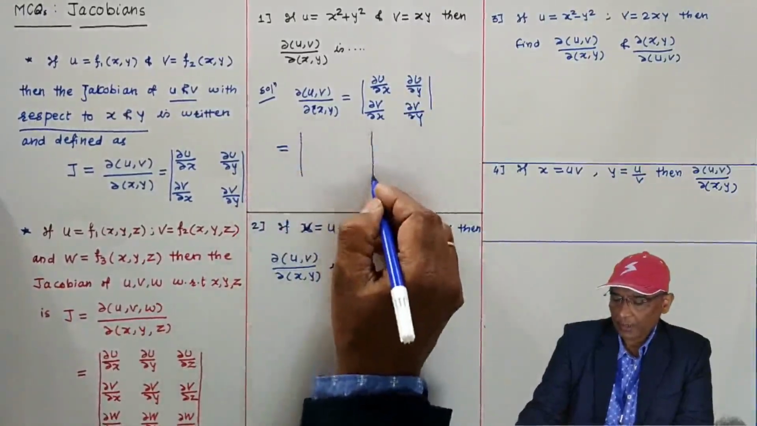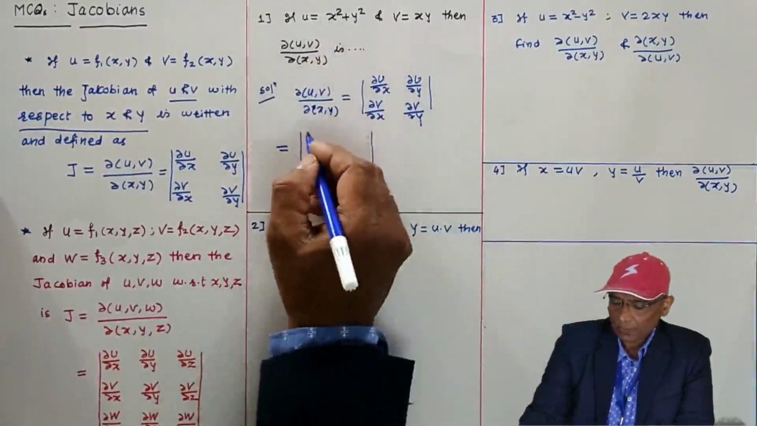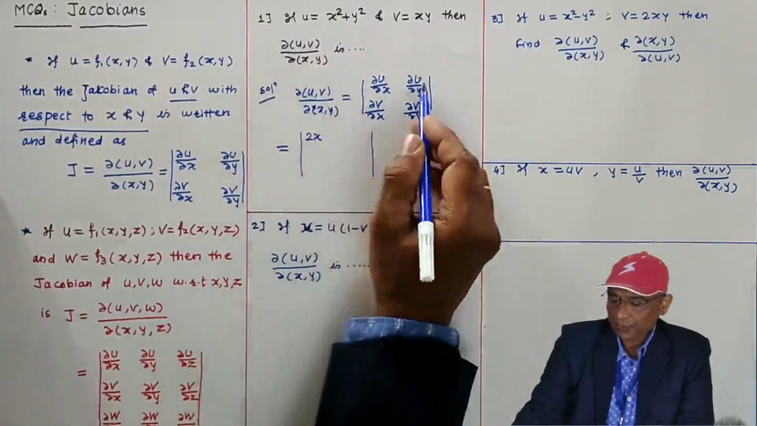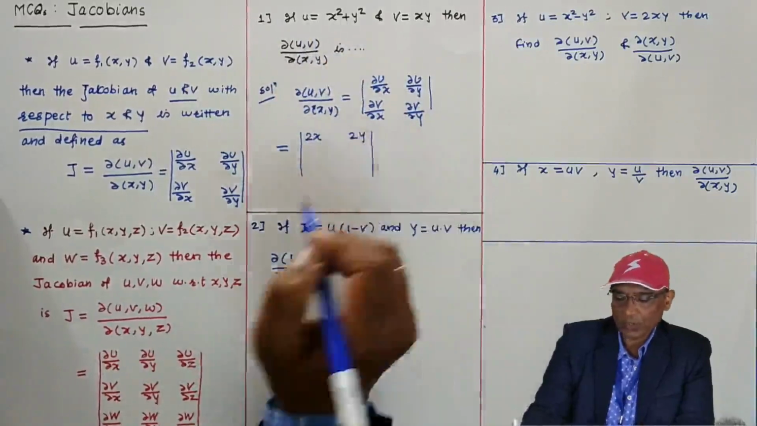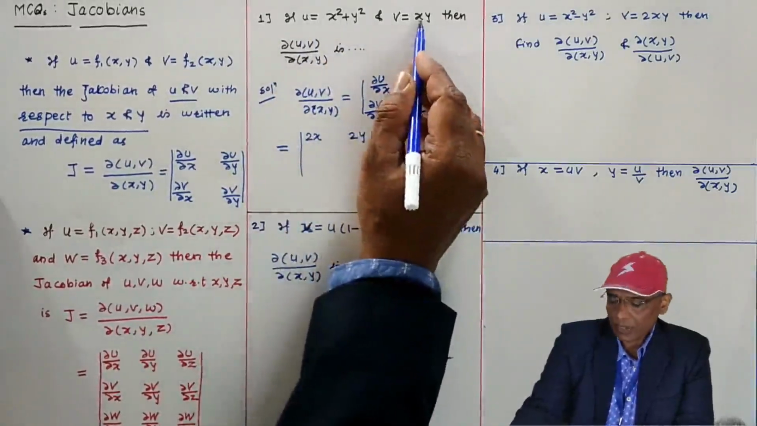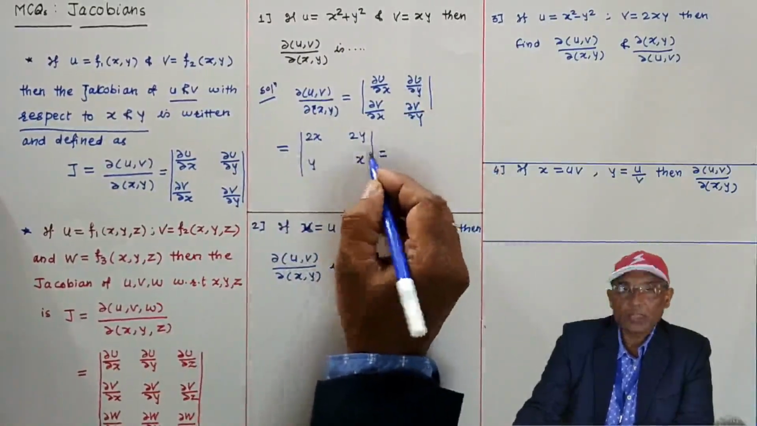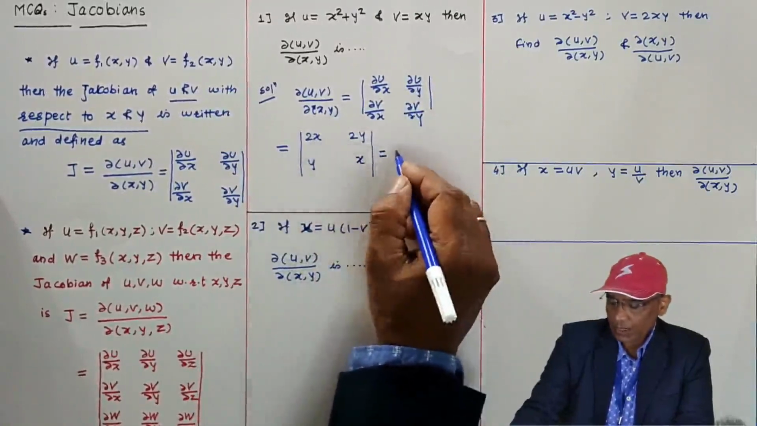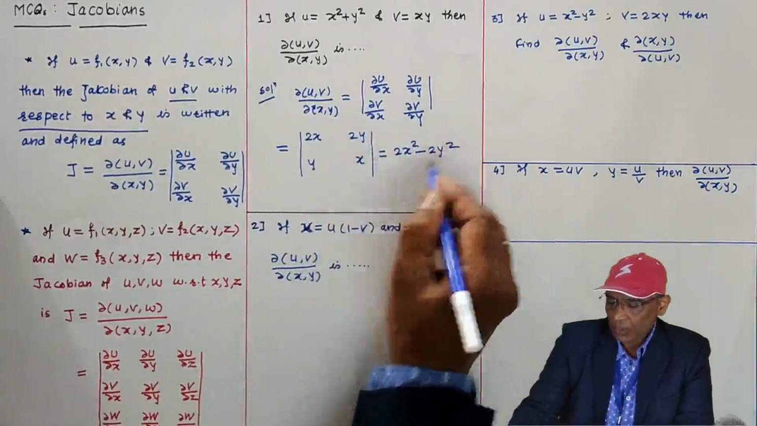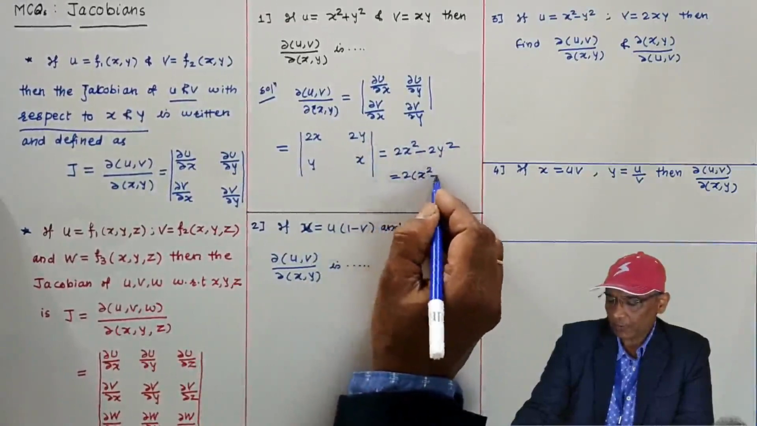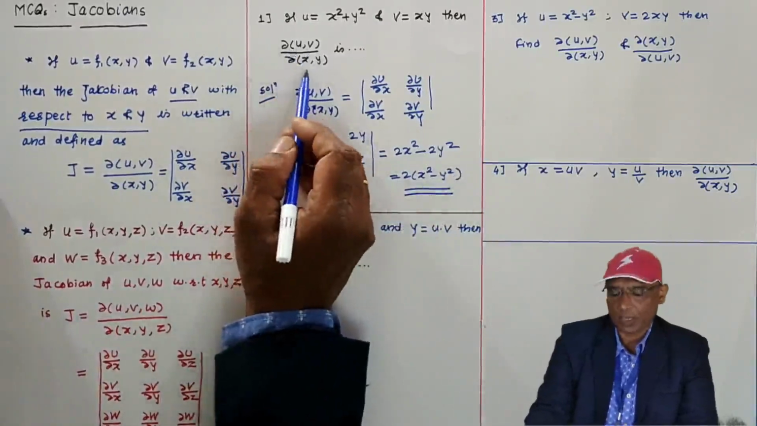Now, in the determinant, del u by del x means the partial derivative of u with respect to x keeping y constant. The derivative of x square is 2x, the derivative of y square is 0. Del u by del y, the derivative of u with respect to y is 2y, the derivative of x square is 0. Del v by del x is y, and del v by del y is x. And you can easily solve this determinant. The product of these two, 2x into x, is 2x square, minus the product of these two terms, 2y square. 2 is common, and x square minus y square. Therefore, this is the value of the Jacobian of uv with respect to x and y.